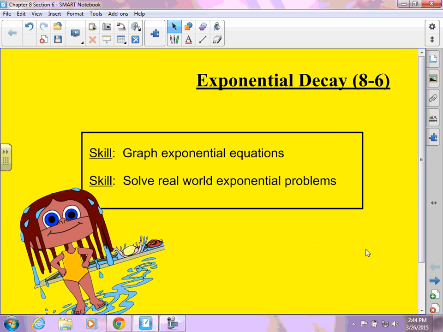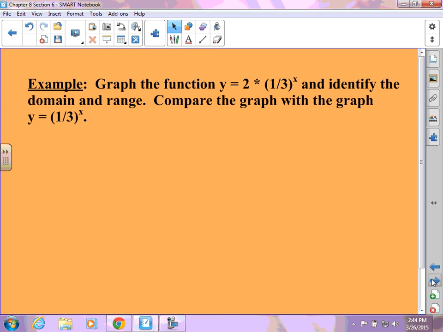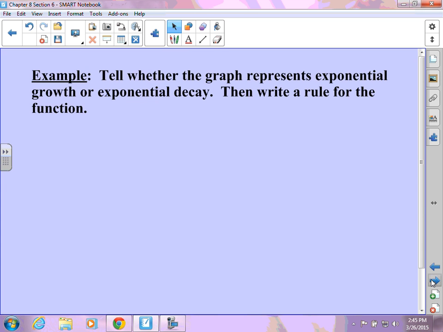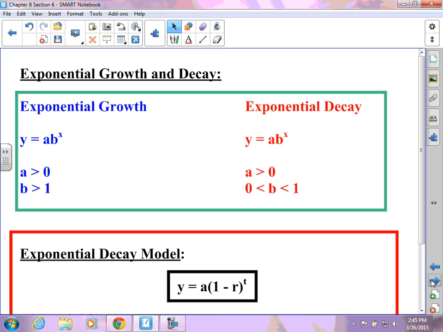Right, so today we're going to do part 2 of exponential decay. We've already talked about decay, and how it's different but also similar to growth. We took 2 equations, graphed them, and talked about vertical stretch and vertical shrink, the domain, and the range. Then we took 2 graphs and came up with equations for both growth and decay.